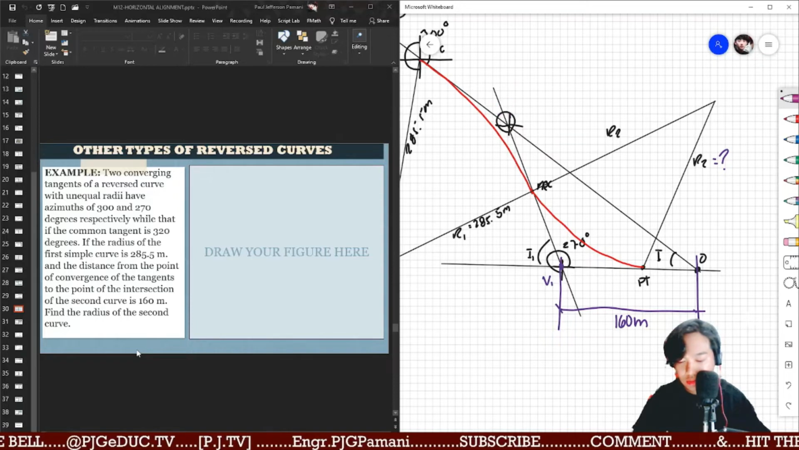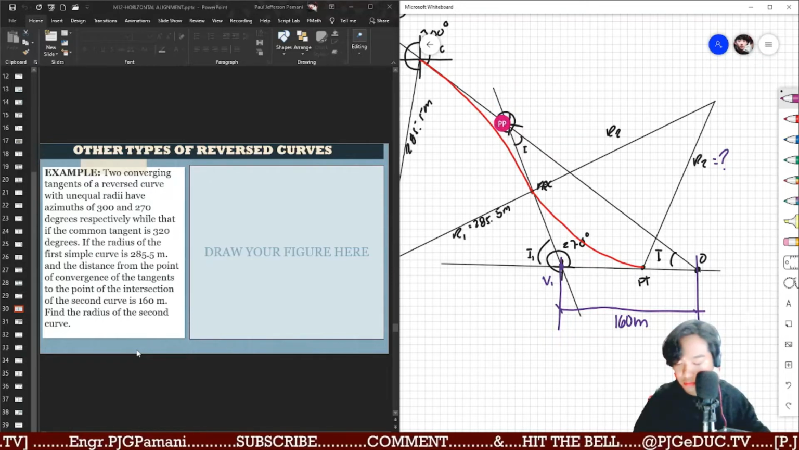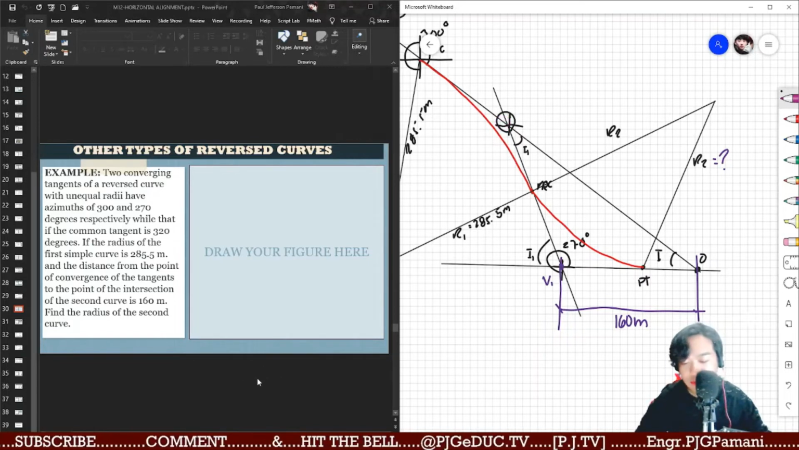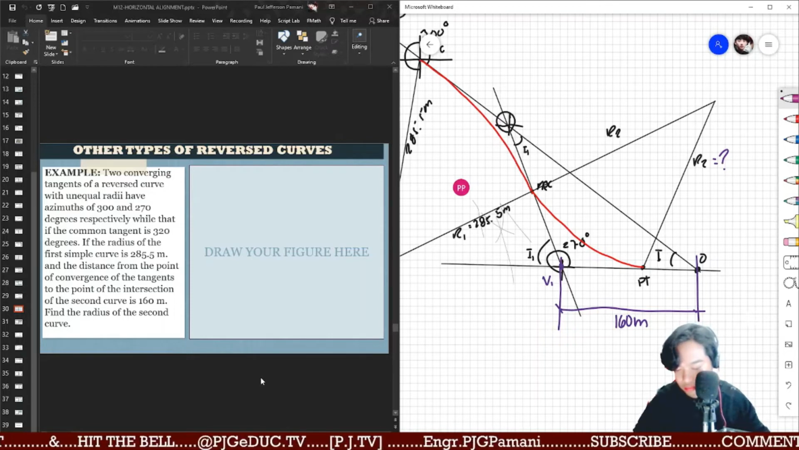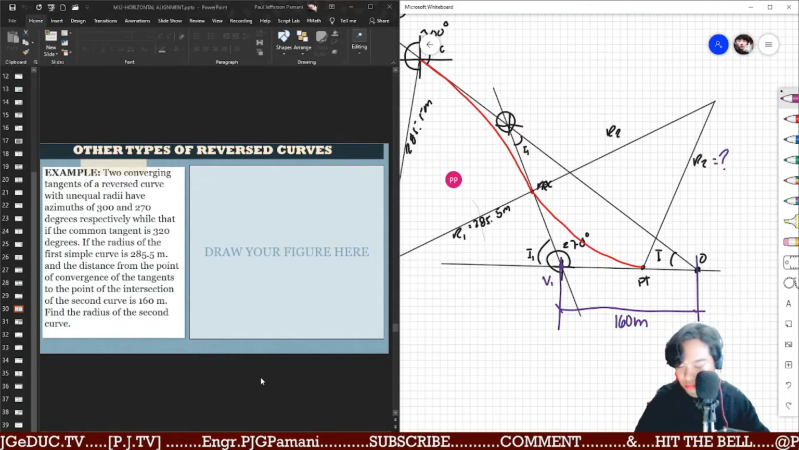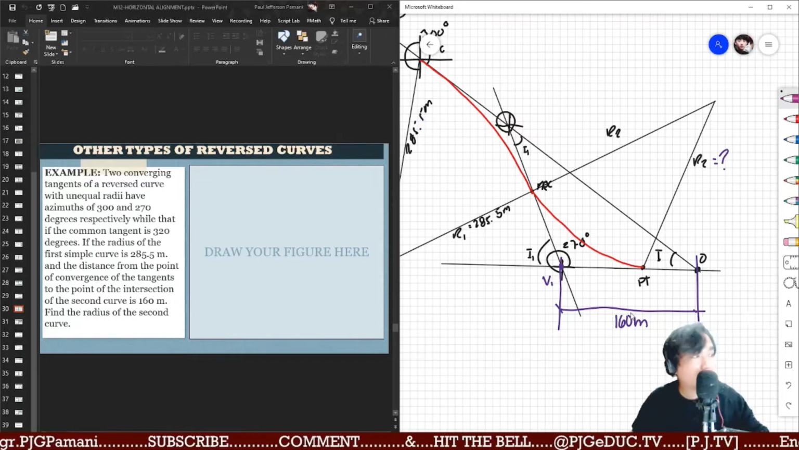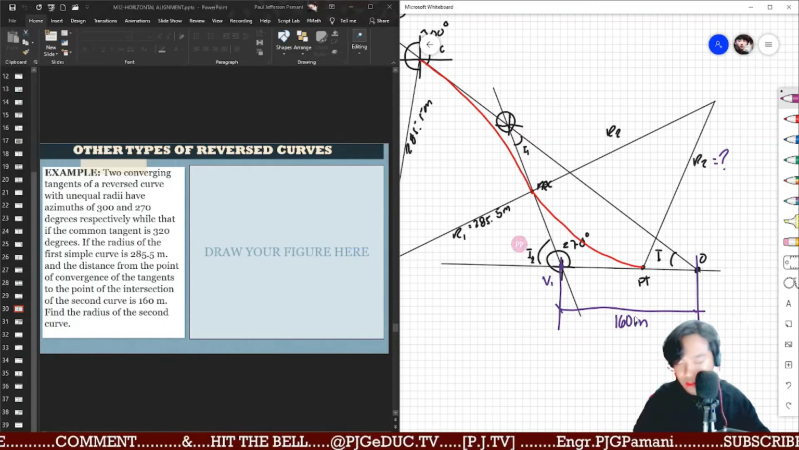Ano natin isosolve yan? Paano natin isosolve? Triangle lang naman yan o. Triangle na naman po iyan. Solve muna natin yung ating mga angle of intersection.